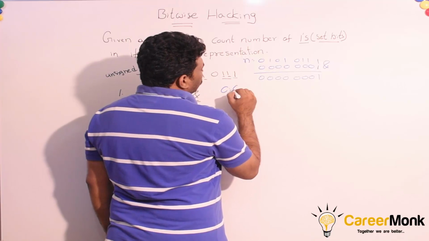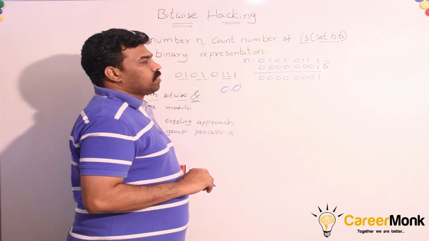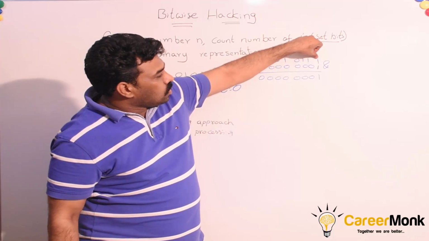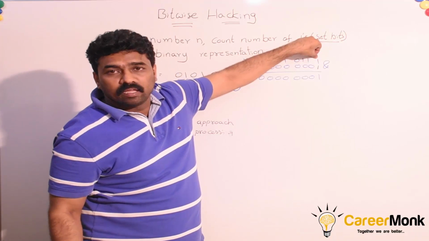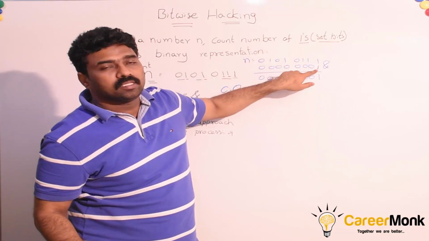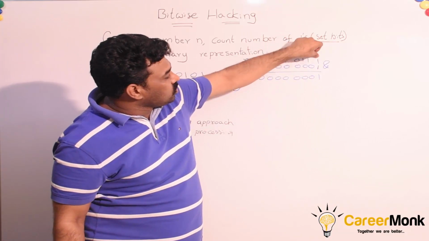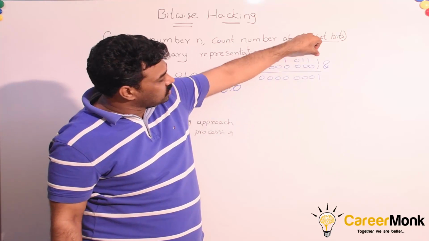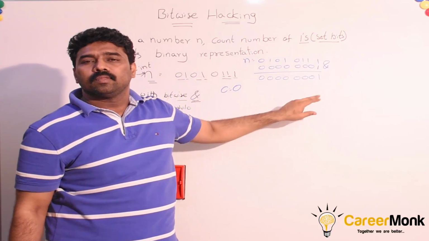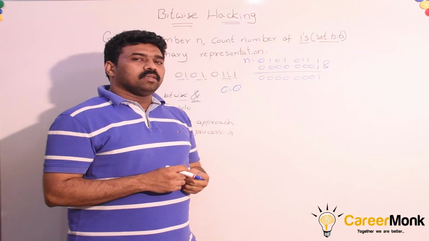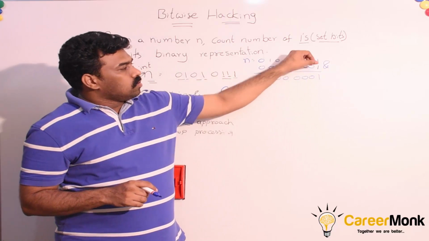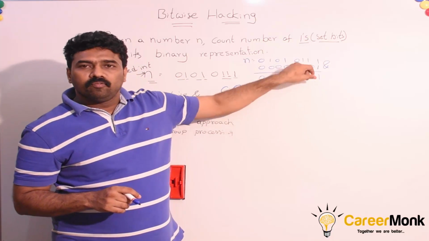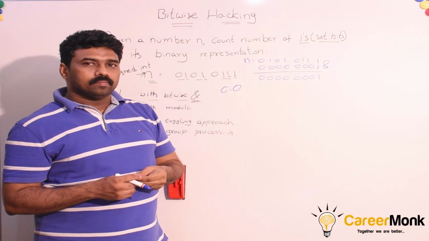Let us assume we have a counter C initialized with 0. The observation is that we are processing the least significant bit of the given number. We are ignoring all the remaining bits. If that bit is 0, the output is 0. If it is 1, the output will be 1.